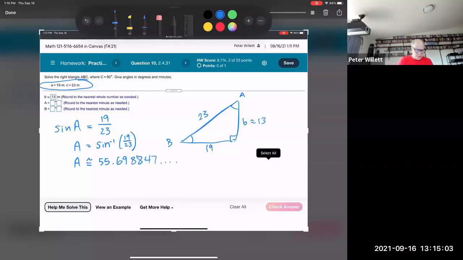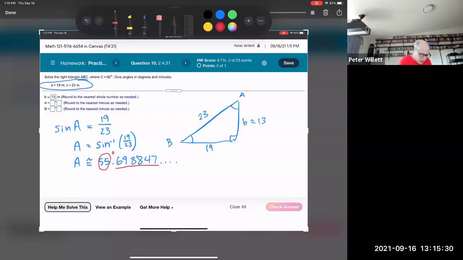So the problem here is that they don't ask for the decimal form of the angle. They want the degrees and the minutes. This part here is degrees. And this is degrees also, but it's a portion of a degree. It's less than a degree. It's in the hundredths of a degree.